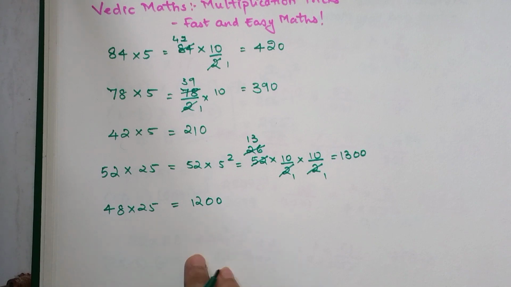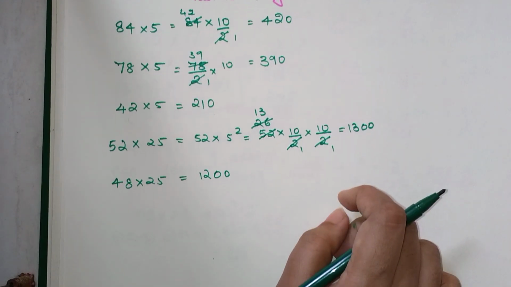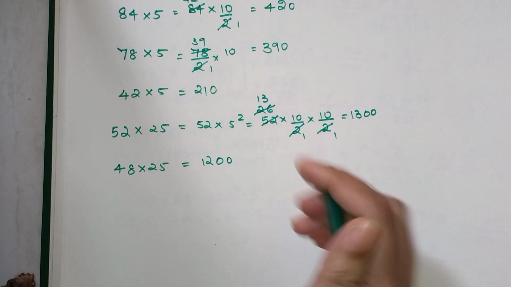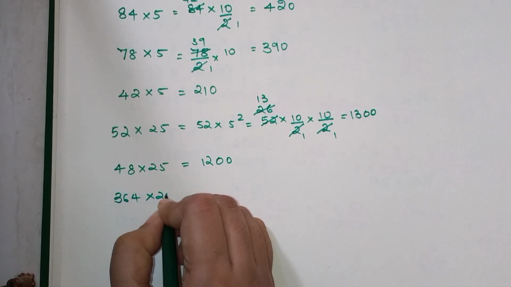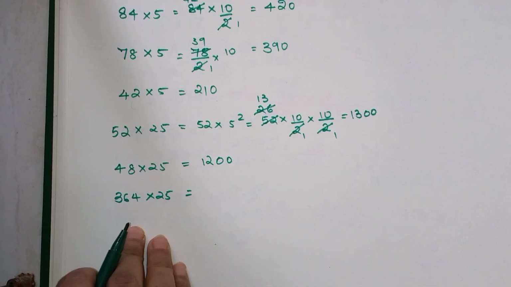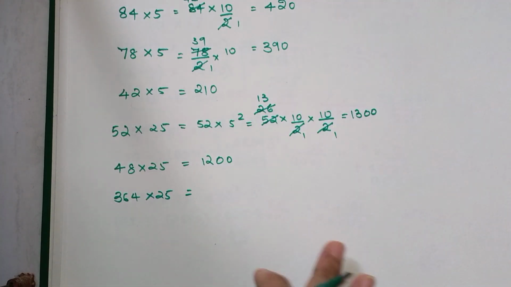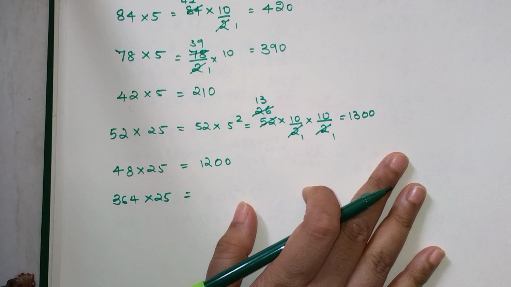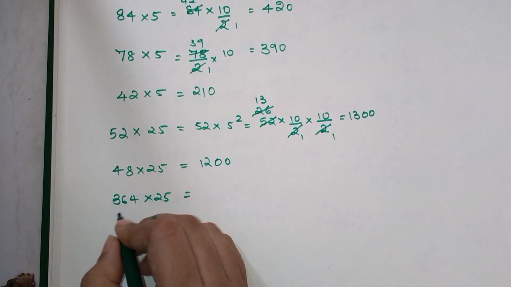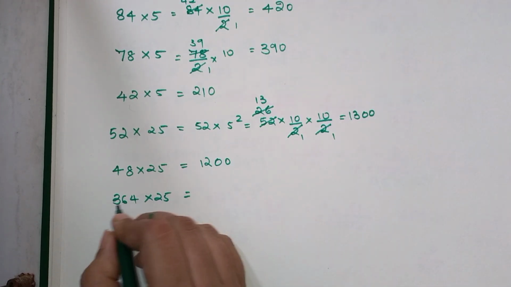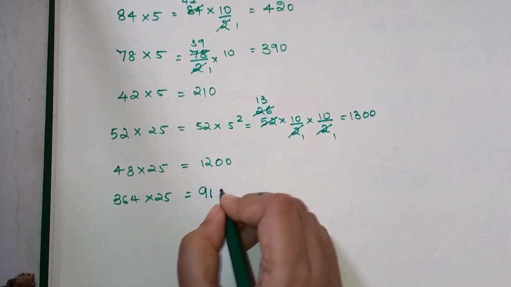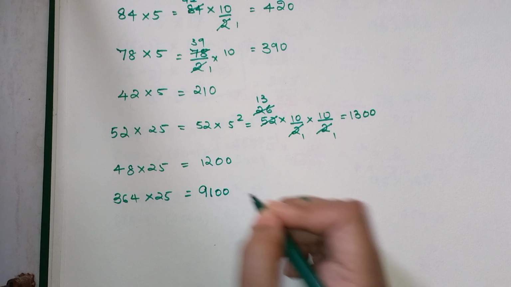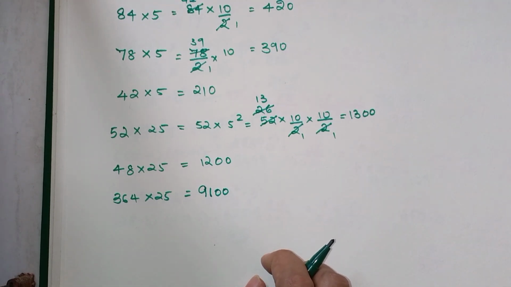I hope this is very, very easy for everyone to understand. Now let's see 364 when multiplied by 25. I'm sure this is quite difficult if you sit and start doing the typical multiplication stuff. But let's do it with our trick. So when I divide 364 by 4, my answer is 91, and that gets multiplied by 100, so that is 9100. I hope this trick is now making a lot of sense.